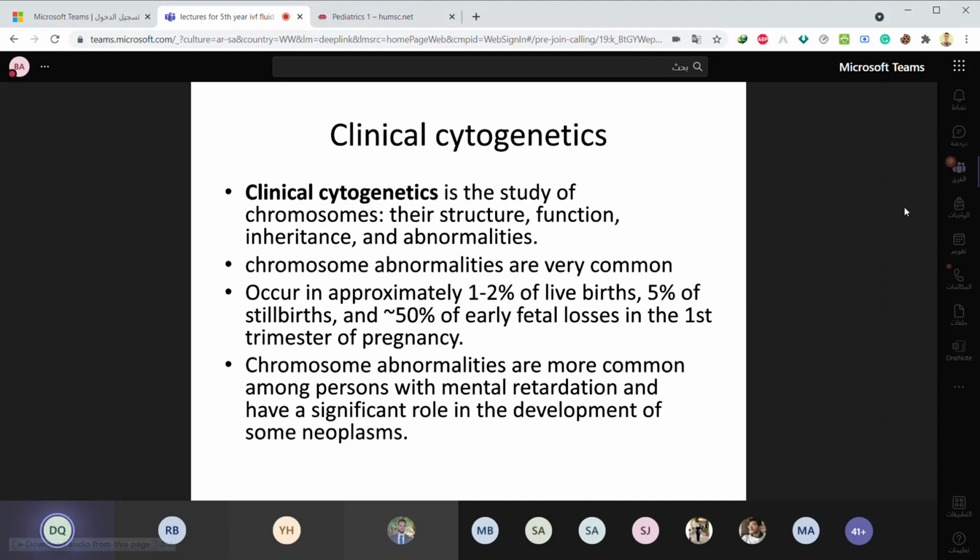Clinical cytogenetics is the study of chromosomes, their structure, function, inheritance, and abnormalities. Chromosomal abnormalities are very common, occurring in approximately 1 to 2% of live births, 5% of stillbirths, and 50% of early fetal losses in the first trimester of pregnancy. Chromosomal abnormalities are more common among persons with mental retardation and have a significant role in the development of some neoplasms. So chromosomal abnormality leads to mental retardation and increases the risk of malignancy.